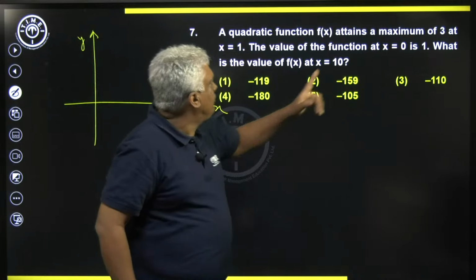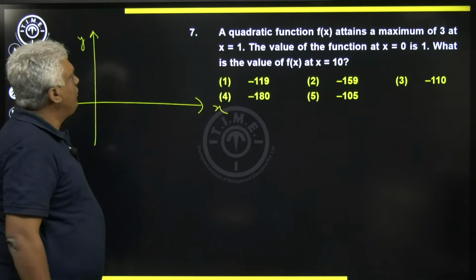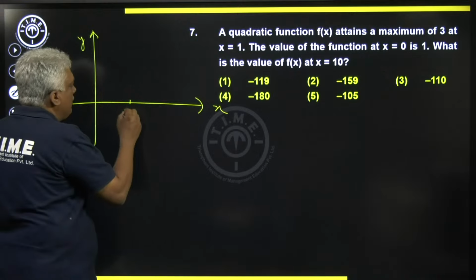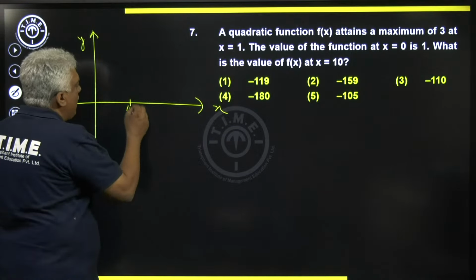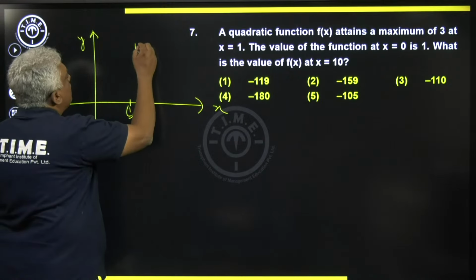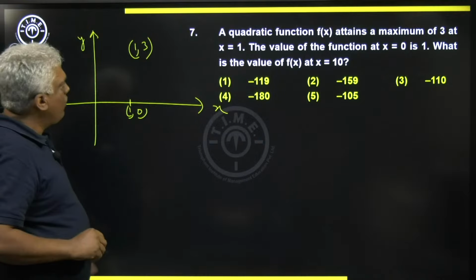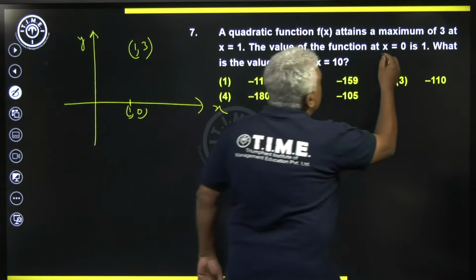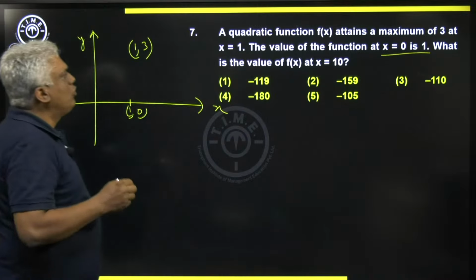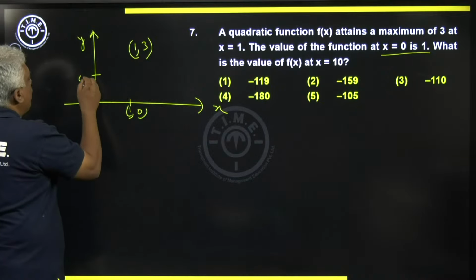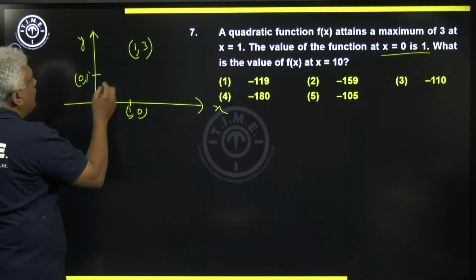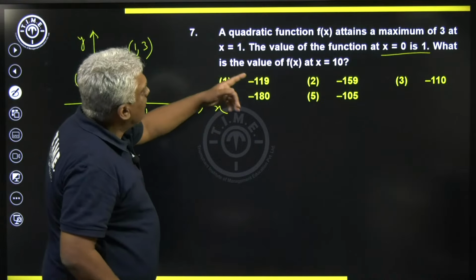It attains a maxima of 3 at x equal to 1. This point is 1 comma 0, and here it's attaining the maxima 1 comma 3. So x is 1, y is 3. So the vertex is here, and now at x equal to 0, y is 1. So it is passing through 0 comma 1. This point is 0 comma 1. X is 0 and y is 1. Correct? Fine. And it's attaining a maxima.